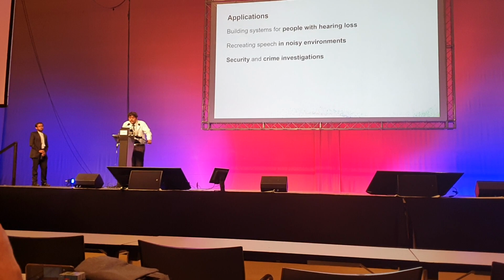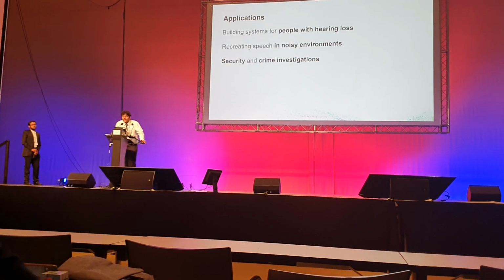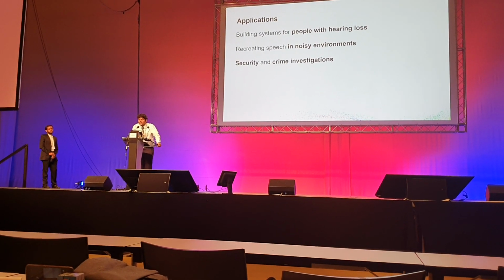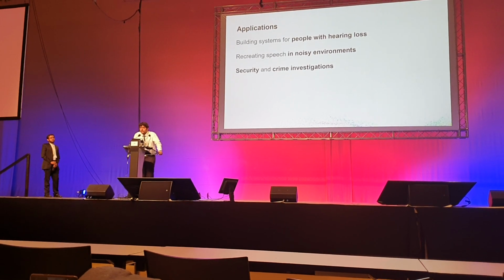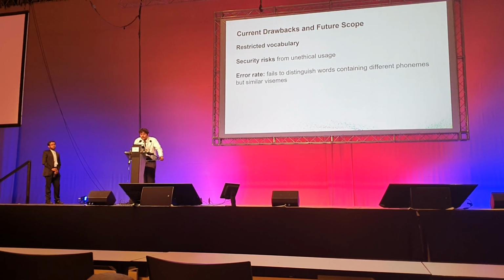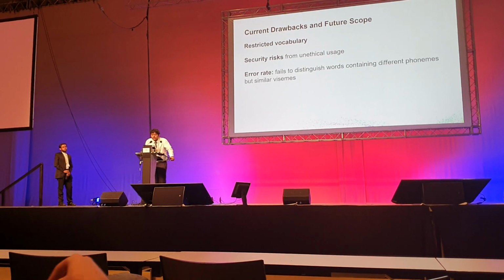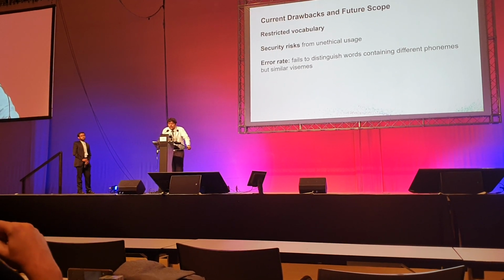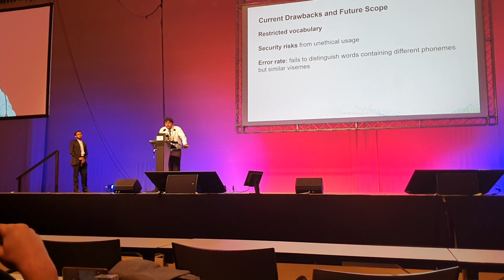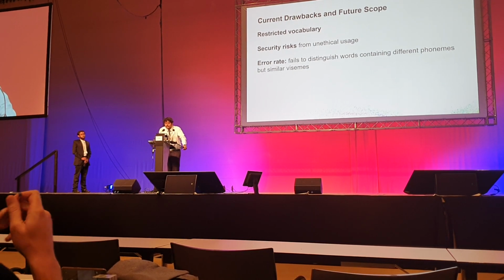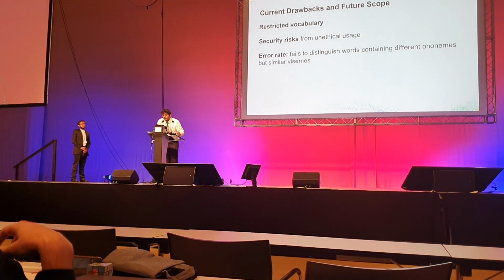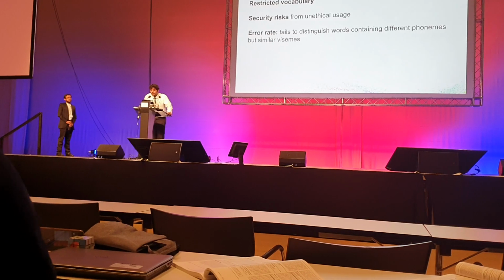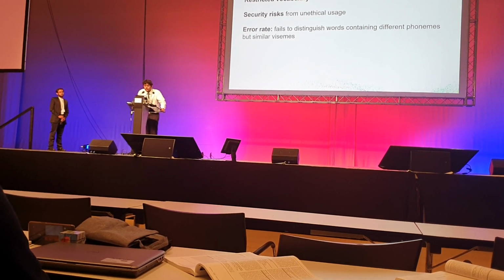The applications of lip reading include building systems for people who have hearing loss and recreating speech in noisy environments. It can also be used for security and crime investigations. The current drawbacks are that it has a restricted vocabulary. It has a set of 500 words, which can be further expanded with the data set. There are some security risks associated with the unethical usage of it, and like I said, it fails to distinguish words which have different phonemes but similar lip movement. That's what we leave to future work.